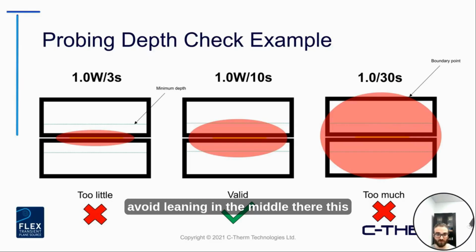Leaning in the middle there, this is why, using these checks, you can hone in on the proper set of conditions that in this instance give you enough material analyzed without over-penetrating and oversaturating your run. So just a very basic example there on why these test checks are important and how they need to be done for your TPS measurements.